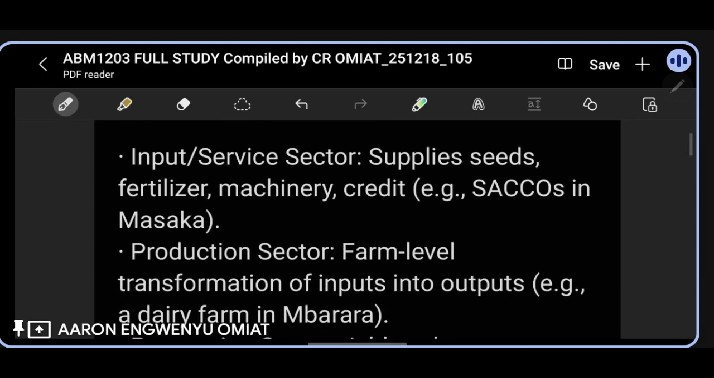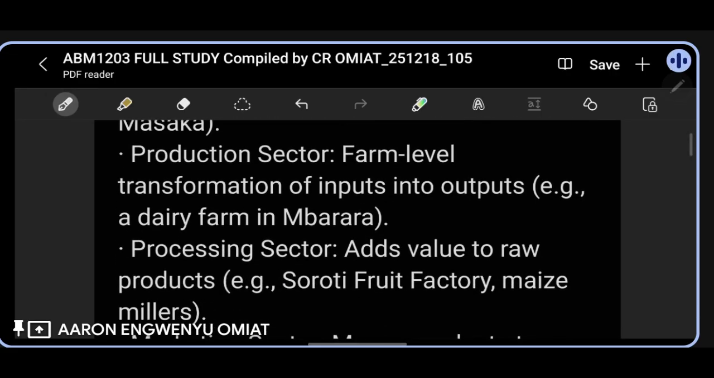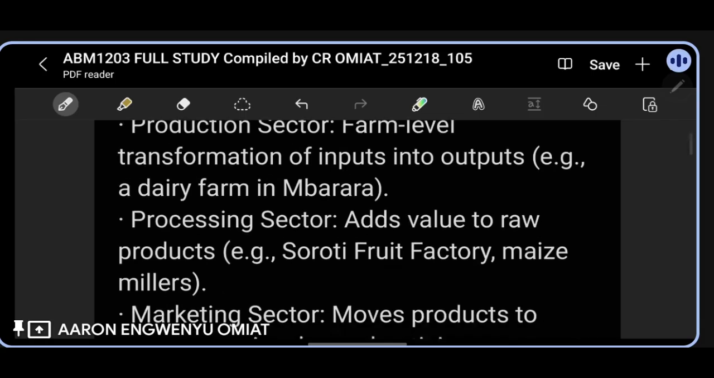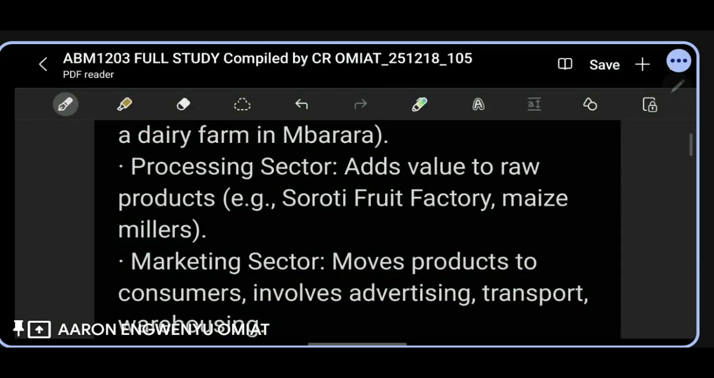You have the production sector, which involves the farm level transformation of inputs into outputs. There are the farmers in Barara. We have the maize farmer. Anyone who is in a farm doing production, that's the production sector. Then after production, we looked at processing, where we talk of value addition. We have factories, maize millers, and all those. Example is Fruit Factory, the makers of Teju juice.